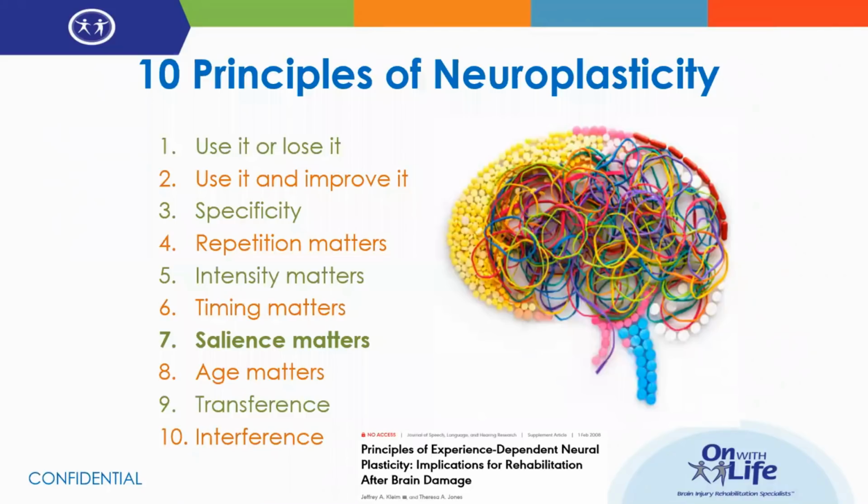Number 7 says salience matters, and I have this one highlighted for a very specific reason, and that is that it is probably as much as any of these others, the active ingredient in changing the brain. What that means in a nutshell is that in order to change the brain, the activity, the task, the function, has to be meaningful. It has to engage the individual. It has to be relevant. It has to be important. It has to engage that individual's attentional systems. We have to pay conscious attention to the function we're completing in order to get the most out of the brain's ability to change.